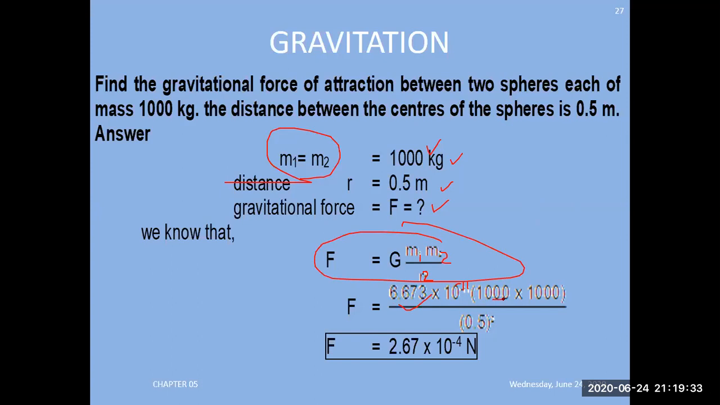So M1 is 1000, M2 is 1000, and you are multiplying 1000 with 1000. It's not compulsory that the masses will be the same each time. There may be different masses, and you will be asked to calculate the force between the two. The center to center distance between the two bodies will be given. Now it's given 0.5, and the masses are 1000 kg. You place the values and simplify.